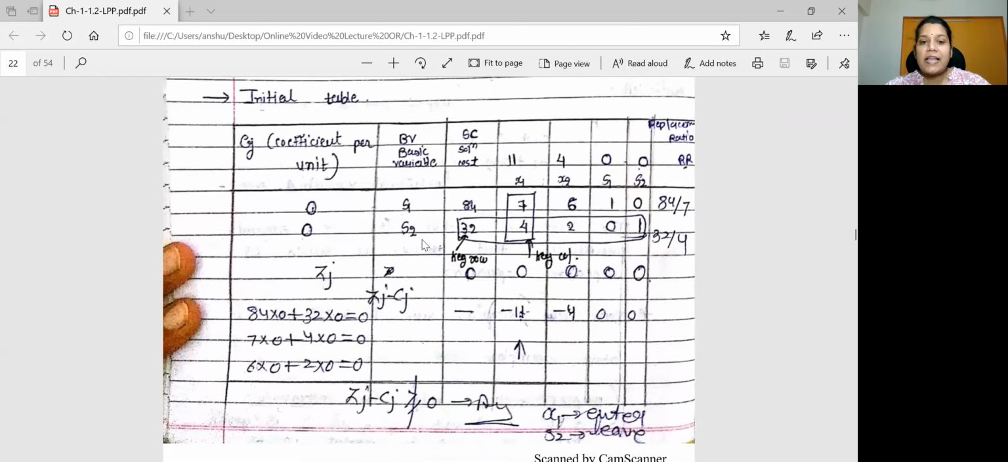Got it. The s2 variable leaves, then highlight this equation. So our 4 is the key number, because this 4 is included in the row and also in the column, so 4 is our key number. Got it. So all these values we use in our table number 1.